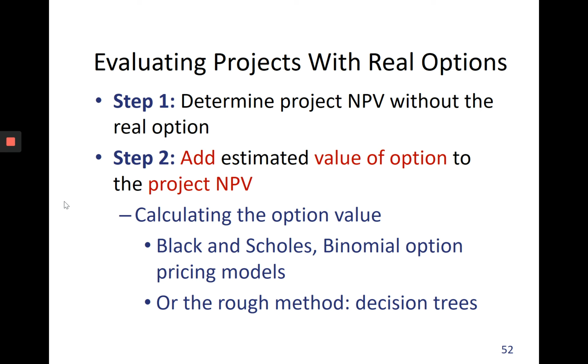So step one, determine project net present value without the real option. This is our old work of calculating the present value of all the future cash flows and adding them up. Step two, add the estimated value of the option to the project net present value. And of course, this requires calculating the option value, which is done with Black and Scholes or binomial option pricing models. And there are also decision tree models, but again, none of those would come in our CFA Level 2 lectures.